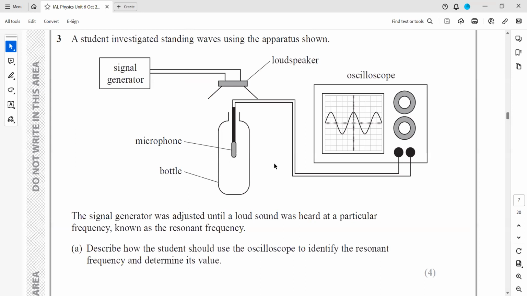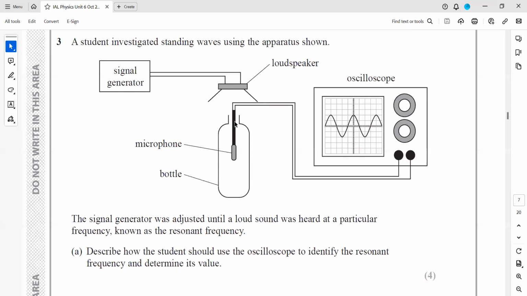A student investigated standing waves using an apparatus as shown. There's a microphone in the bottle and a signal generator. So what will happen? This signal generator will produce waves. The wave will travel and then bounce back. When two progressive waves travel in opposite directions, they give rise to a standing wave. In some regions they increase the effect of each other, we call that an antinode, and in some regions they cancel out the effect of each other, we call that a node. That was there in AS physics.